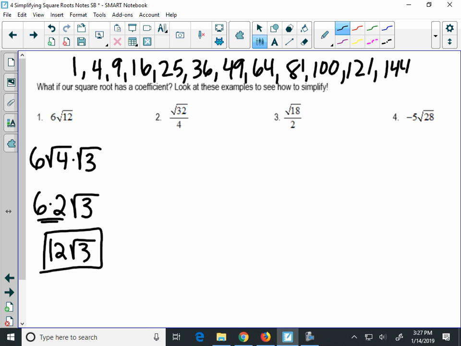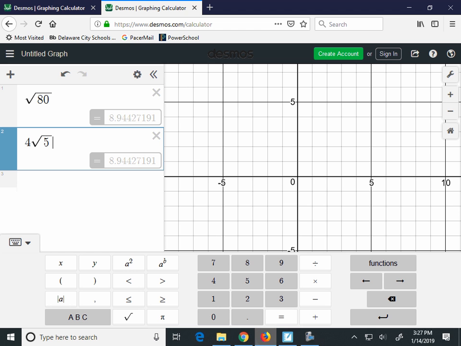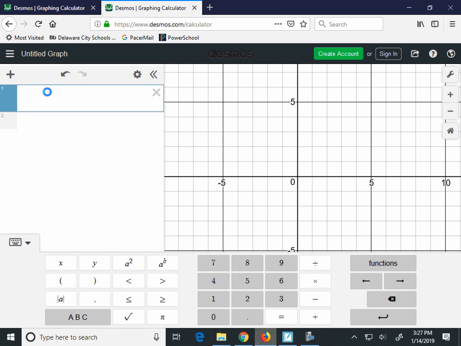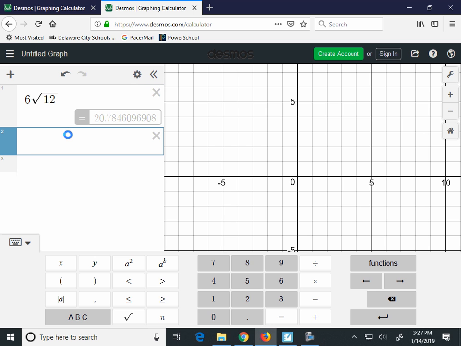Radical 3. Now, if you wanted to check your answer, you could check by typing 6 radical 12 into your calculator and also typing 12 radical 3 into your calculator. You get the same value for it, so you know you simplified it correctly.